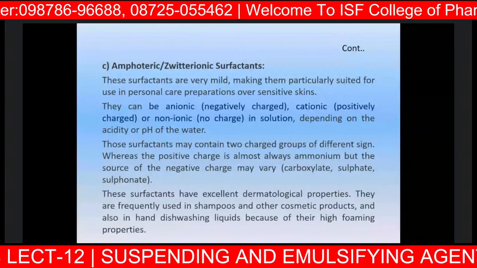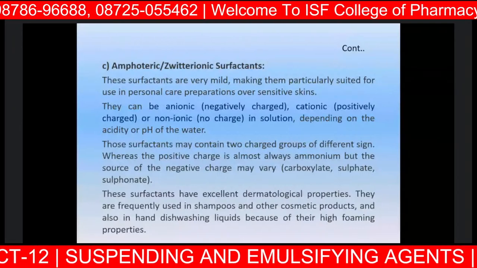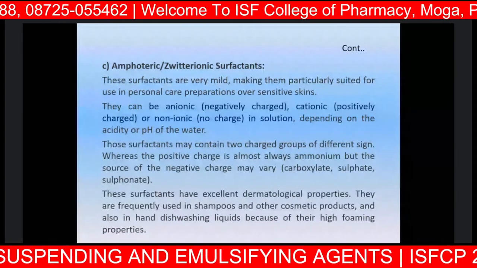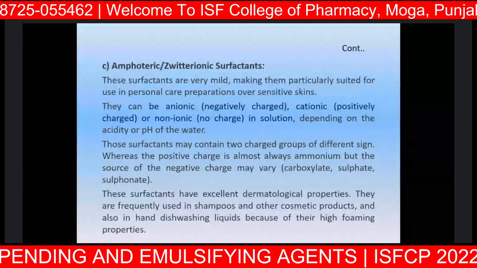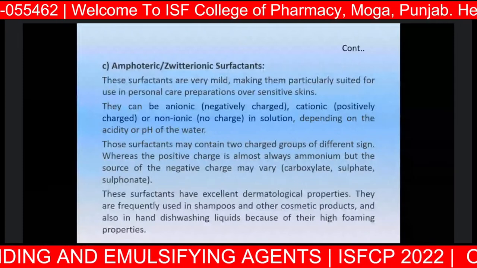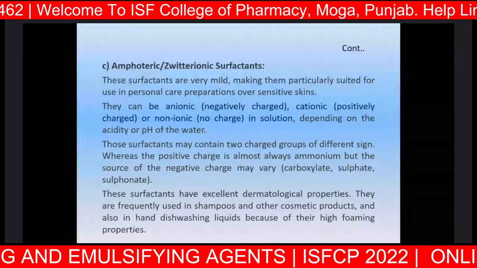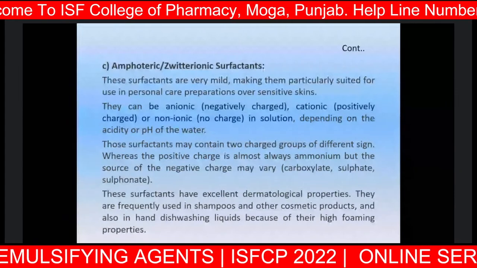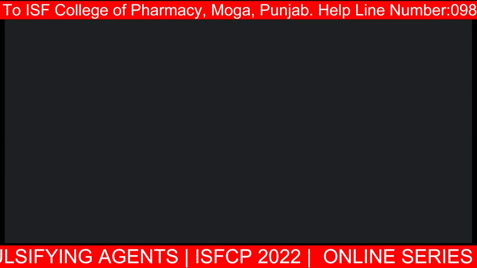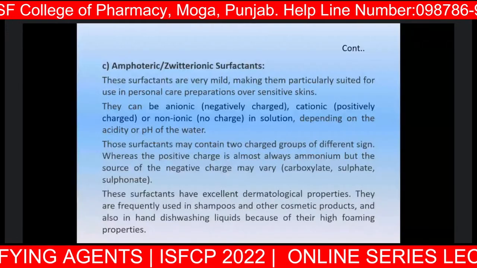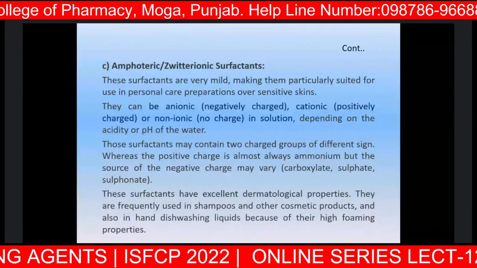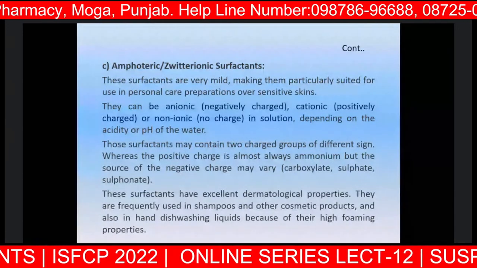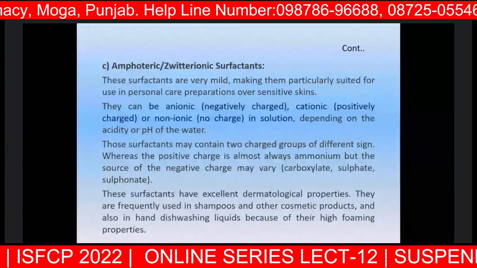And most of the anionic surfactants are carboxylate, sulfate and sulfonate ions. Everybody write down the examples of these surfactants, the anionic surfactants.